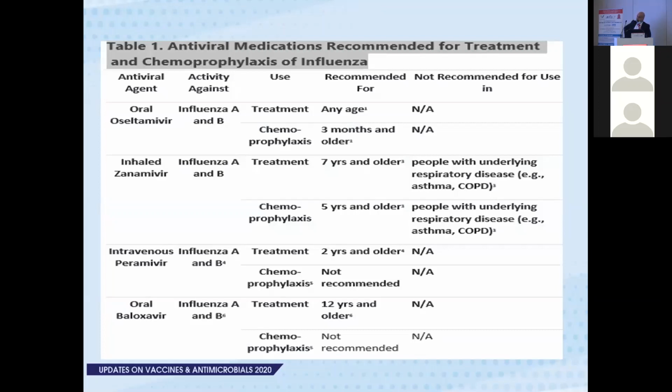This table summarizes the use of the commonly approved antivirals. As you can see, oseltamivir and zanamivir are the only two anti-influenza drugs that can be used for treatment and chemoprophylaxis at the same time, while peramivir and baloxavir are used only for treatment. They're not approved for chemoprophylaxis. This table shows the usage of each antiviral and the age, and if there are any contraindications or serious side effects, like, for example, Relenza or zanamivir, its association with fatal bronchospasm.